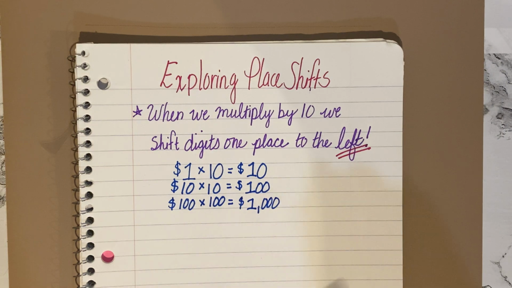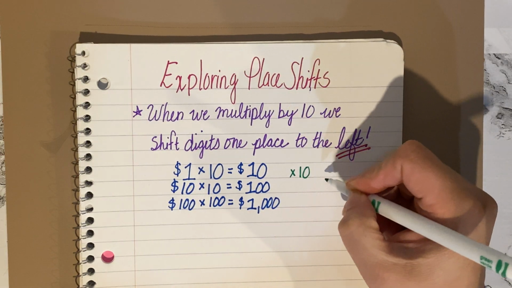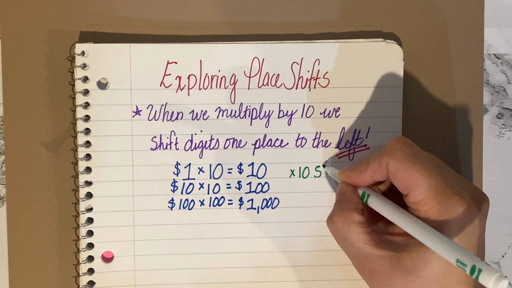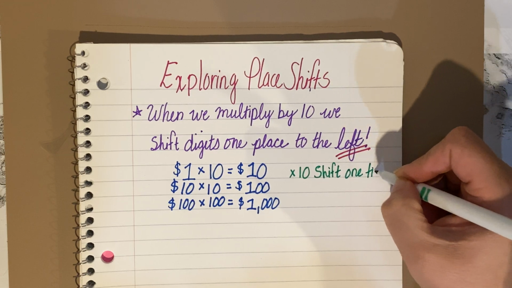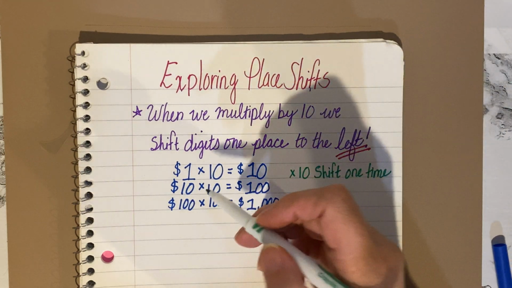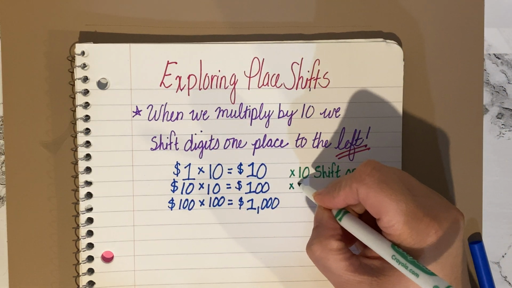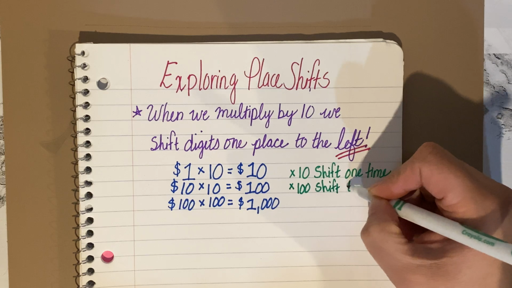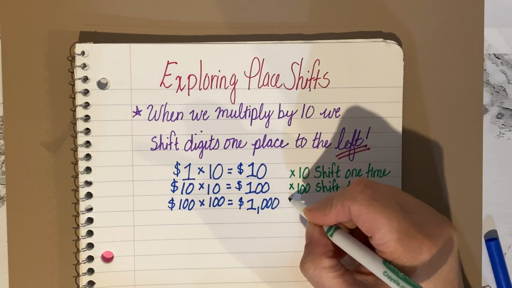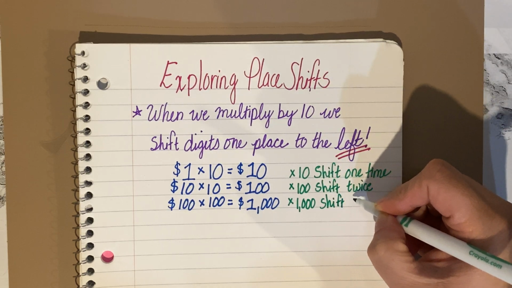So just a few notes on the side here. If you noticed, if you are multiplying by 10, you shift one time. We shifted to the left one time. If you're multiplying by 100, you shift twice. And if you're multiplying by 1,000, you shift 3 times.